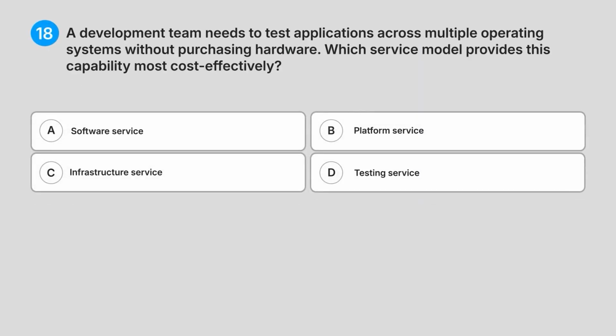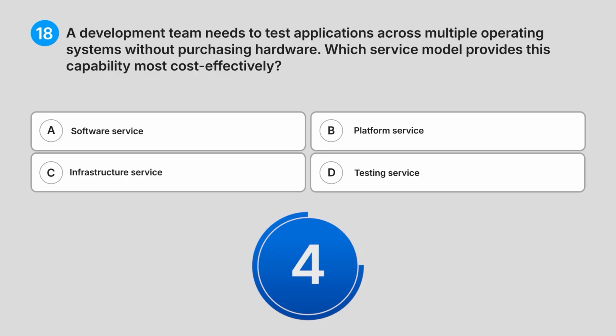18. A development team needs to test applications across multiple operating systems without purchasing hardware. Which service model provides this capability most cost-effectively? A. Software service. B. Platform service. C. Infrastructure service. D. Testing service. Do you know the answer?